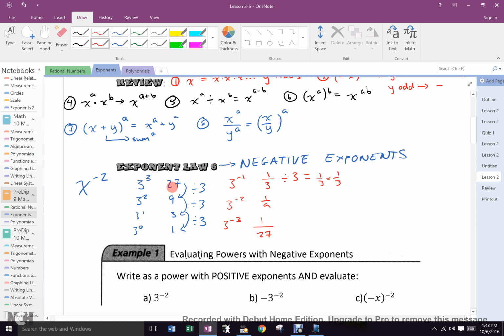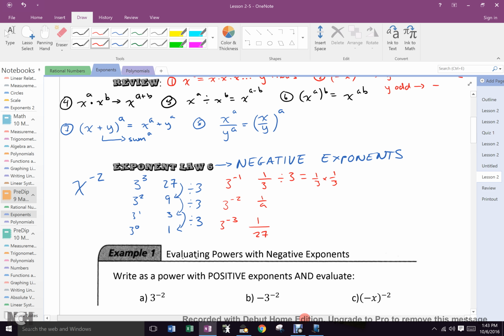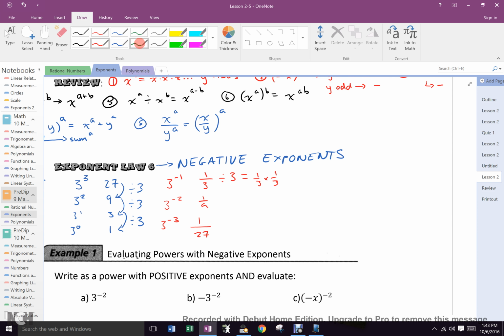1/27. The cube root of 27 is positive 3, and the cube root of 1/27 is negative 3. Does everybody see it? It's not magic. It's actually the complete opposite of magic. It's the only logical thing that makes sense, doesn't it? Yeah. Now, there's another way to prove this, and I'm going to show you that over here in green.